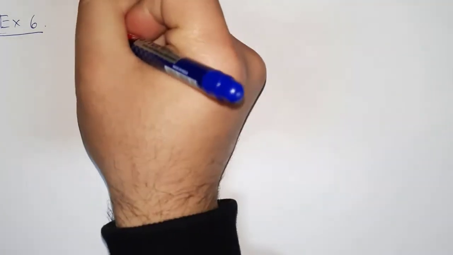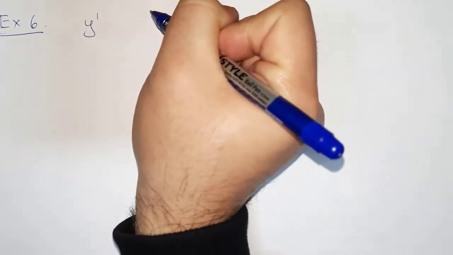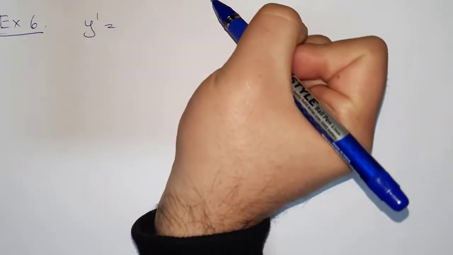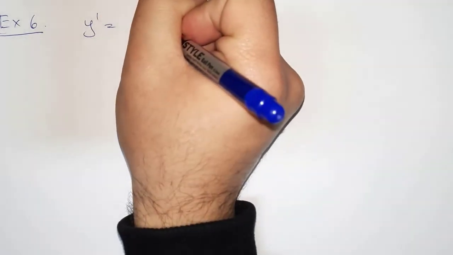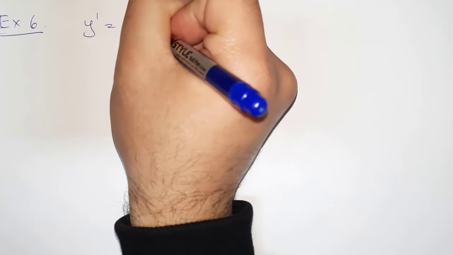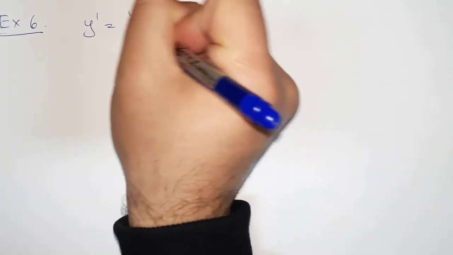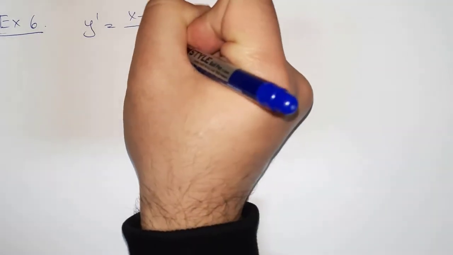Let's consider the next example. Example number 6. So, find the general solution of the differential equation. y prime is, which one? Let's do this one. (x minus y plus 3) over (x minus y).